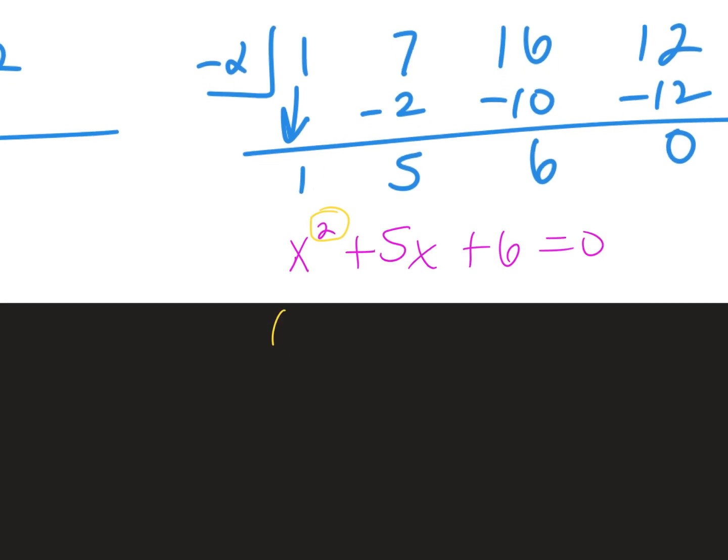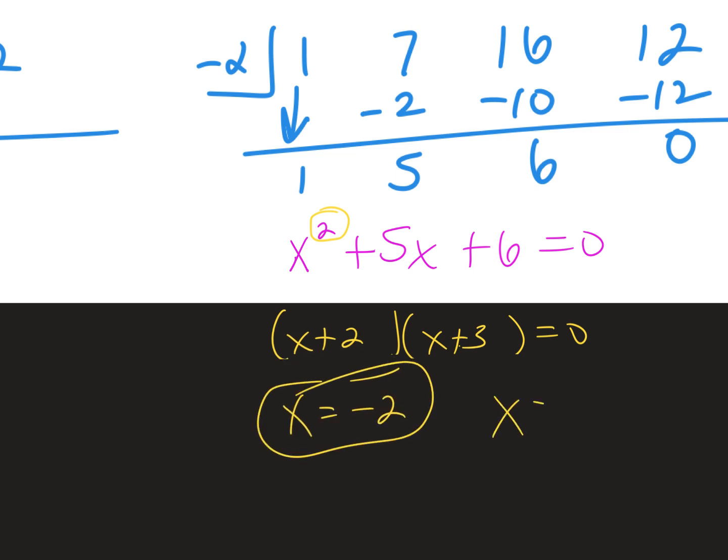Are there factors of 6 that will multiply to give me 6 but add to give me 5? 3 and 2. X plus 2 and x plus 3. So what are your other two zeros? X equals negative 2 and x equals negative 3. What do we know about those three zeros? They're all real. There's no imaginaries or anything.